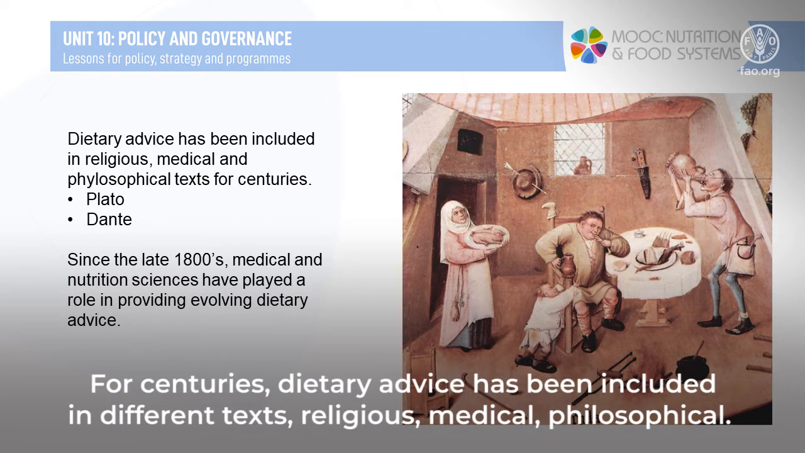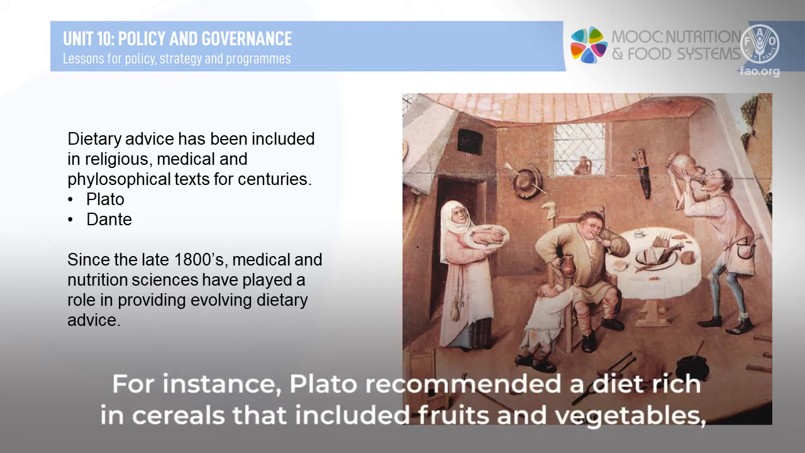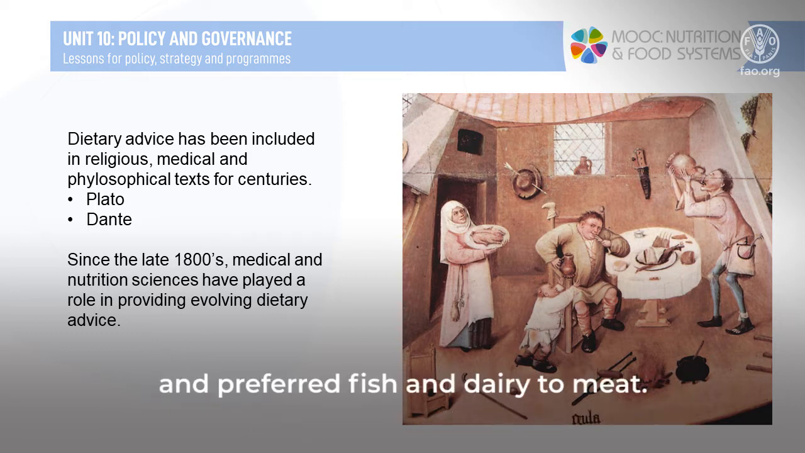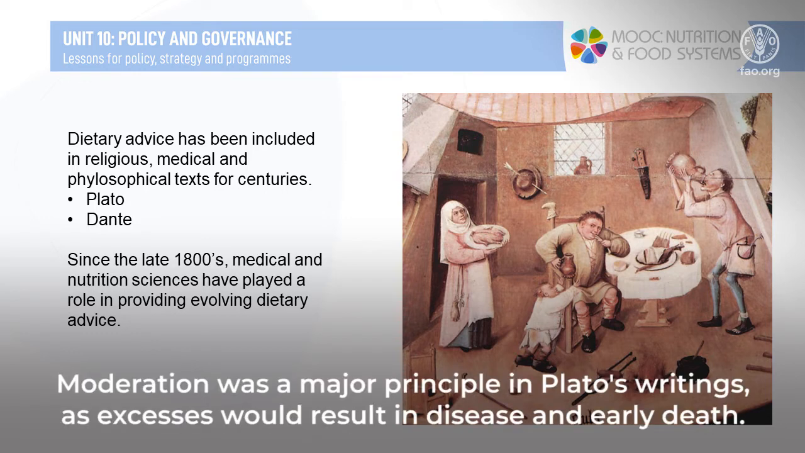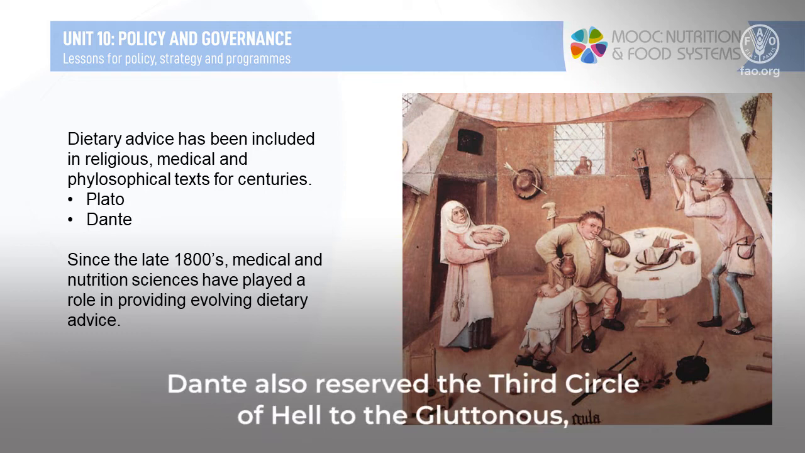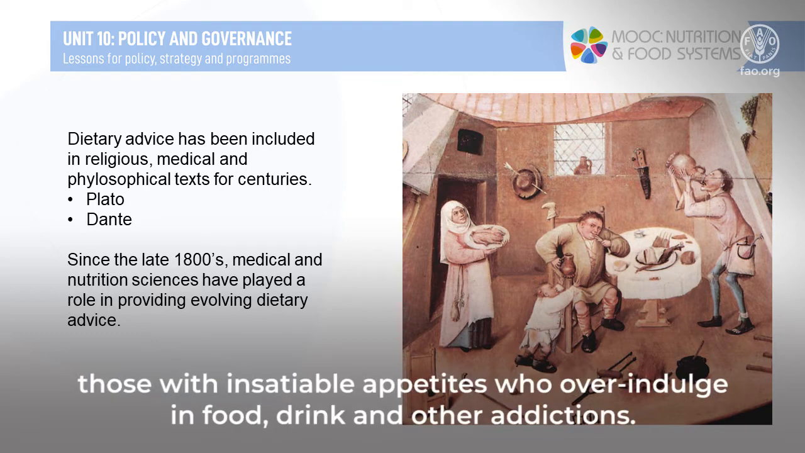For centuries, dietary advice has been included in different texts, religious, medical, and philosophical. For instance, Plato recommended a diet rich in cereals that included fruits and vegetables and preferred fish and dairy to meat. Moderation was a major principle in Plato's writings, as excesses would result in disease and early death. Dante also reserved the third circle of hell to the gluttonous, those with insatiable appetites who overindulged in food, drink, and other addictions.